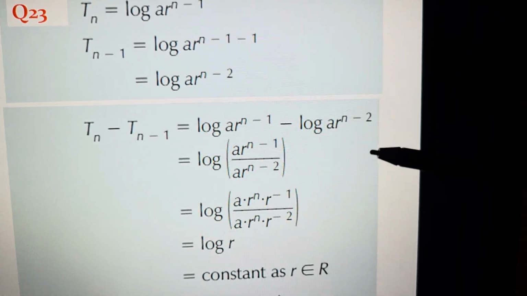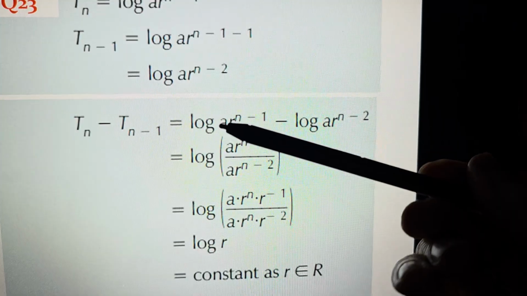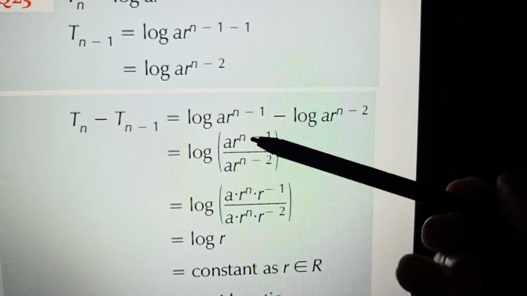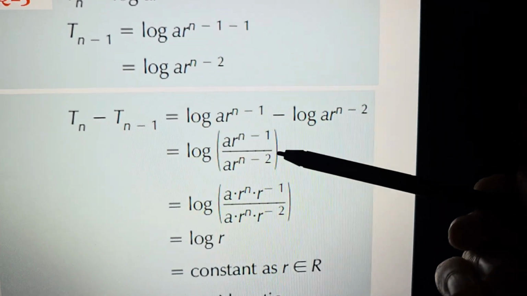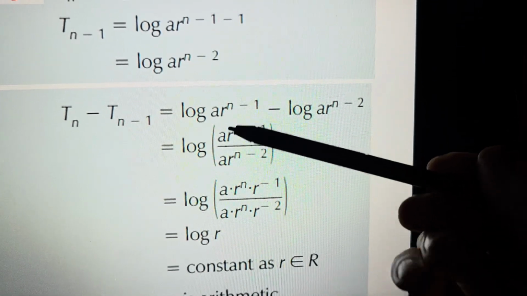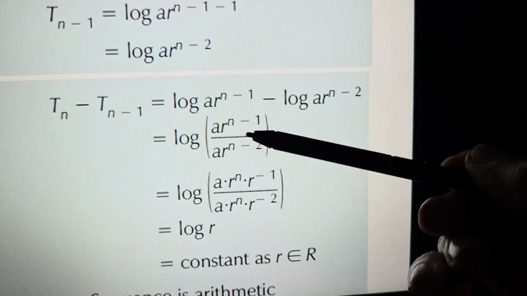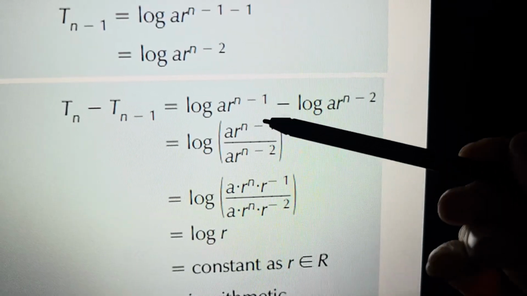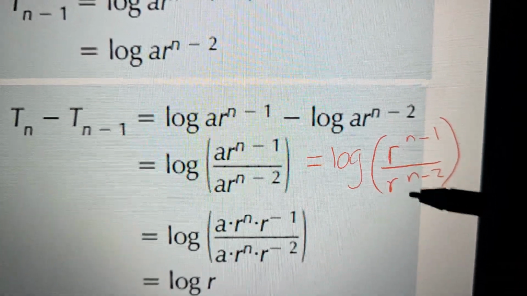Now we just have to apply rules of logs. They both have a base of 10, the invisible base of 10. Subtraction turns into division. So I can now write that as the log of A R to the power of n minus 1 divided by A R to the power of n minus 2. They're all being multiplied together. I'm going to tidy this up. The A's would divide into each other, they'd cancel each other out. I'm also going to look at my rules of indices here. Division turns into subtraction. So the A's cancelled, and I was left with this.